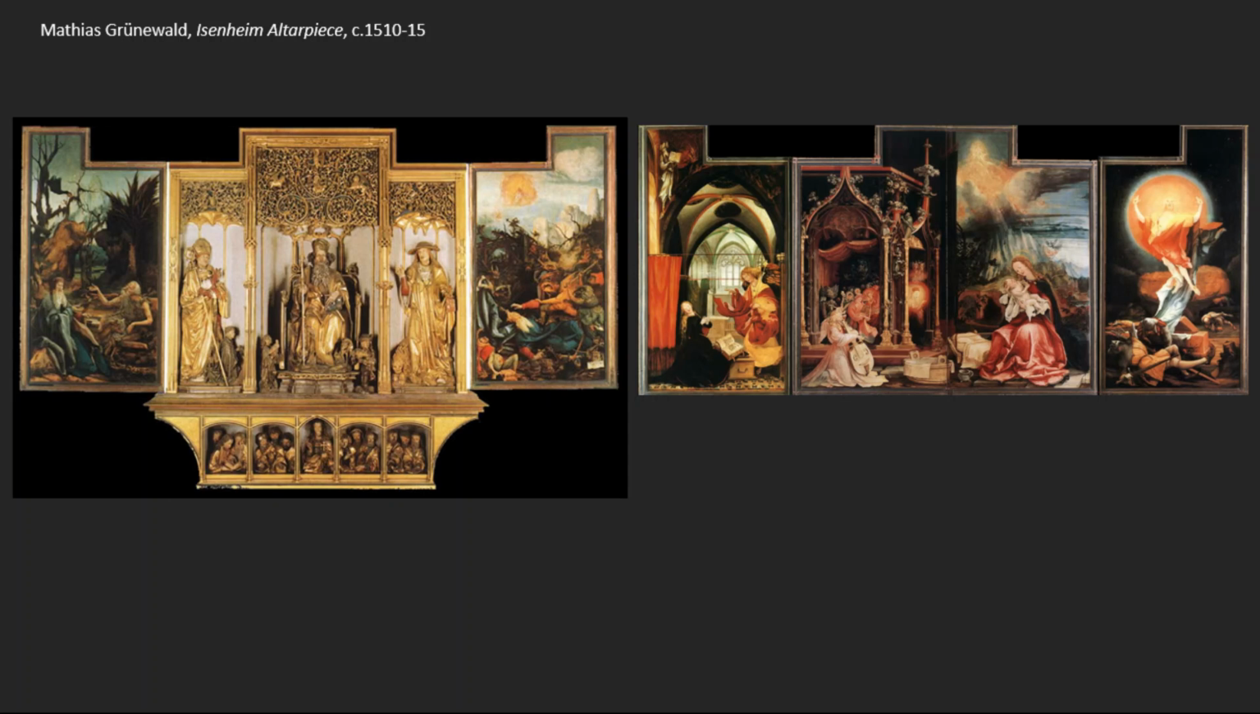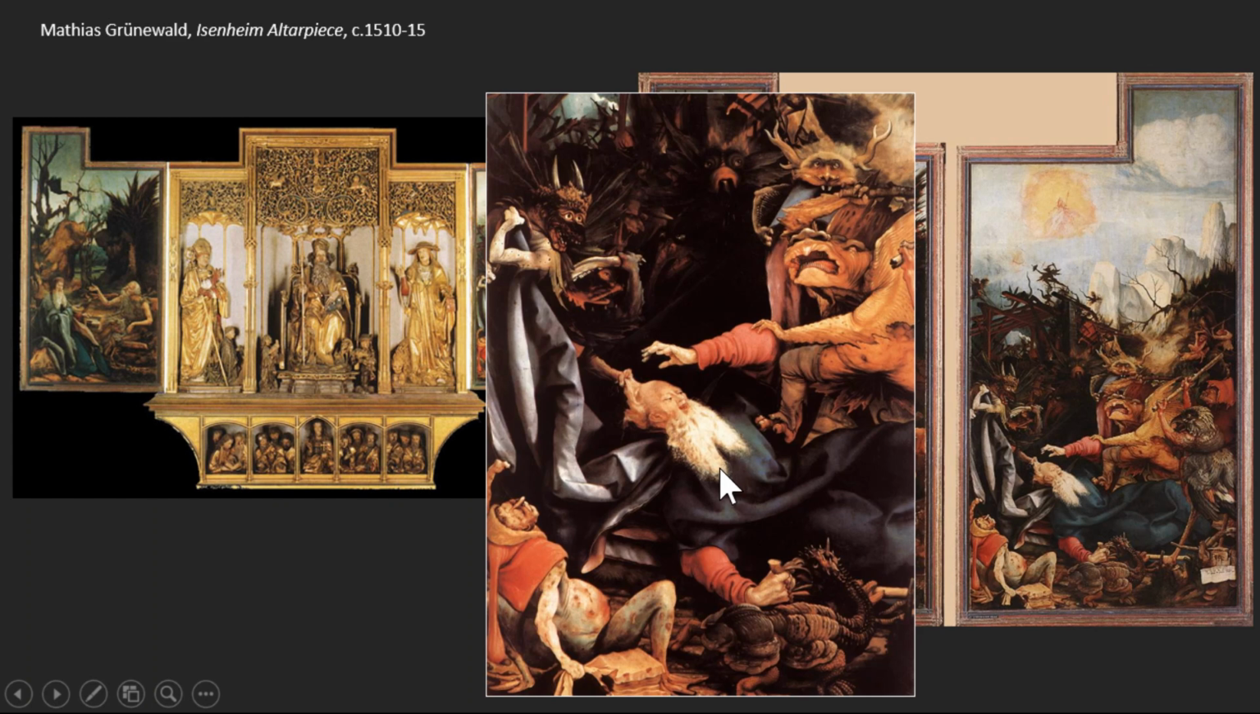These, again, are messages to the sufferers. God will look after you. Here he is in the desert with a raven delivering him bread every day. And on the right, you may be suffering hallucinations like St. Anthony, but God is always there. And so here is St. Anthony and his tormenting demons.